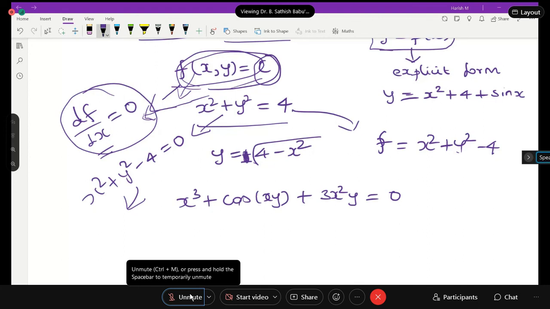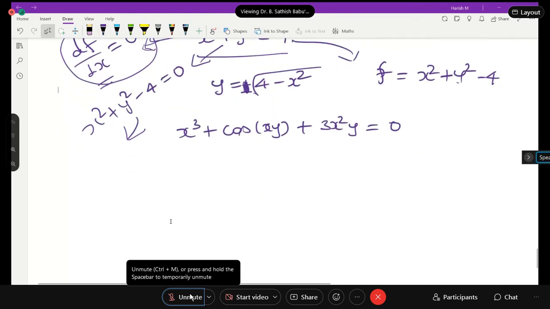See, the problem can be made very easy for finding dy by dx using partial derivatives. I don't know how many of you know that. Some of you might have studied dy by dx, which can be expressed in terms of partial derivatives. That I will show you now.